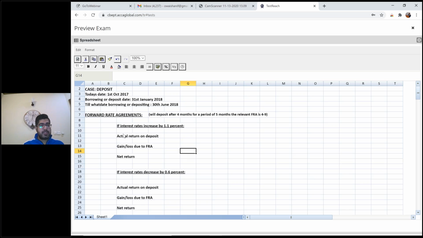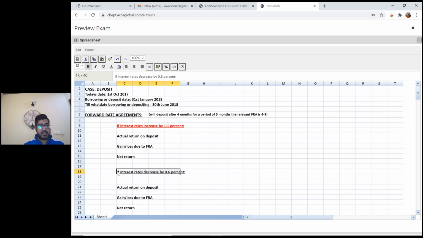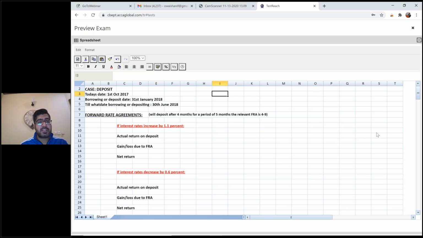Okay, so this is how things move. I have not yet made any calculations, but still, in order to understand things, we have made the complete format of FRA. I told you that when you plan to start any question on interest rate risk management, just note the 4 things first. Case: you have all clear information now that the case is of deposit.